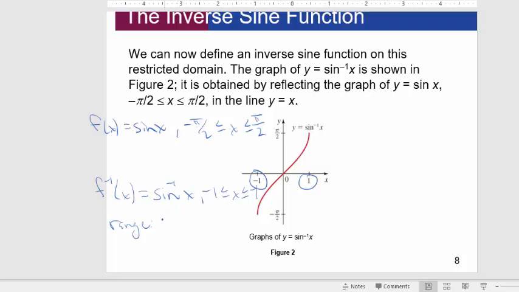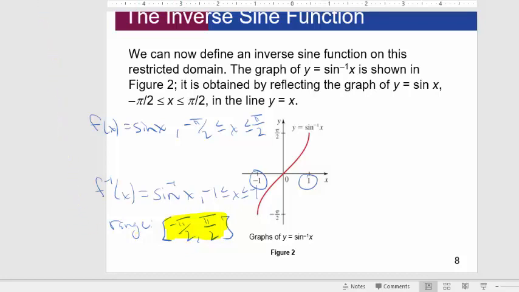So this inverse function is going to have a range of negative pi over 2 to positive pi over 2. And this is super important to remember for when we do the evaluating of the inverse sine function, right? We have to realize that any value we get back is always going to fall between negative pi over 2 and positive pi over 2. So again, that's super important.